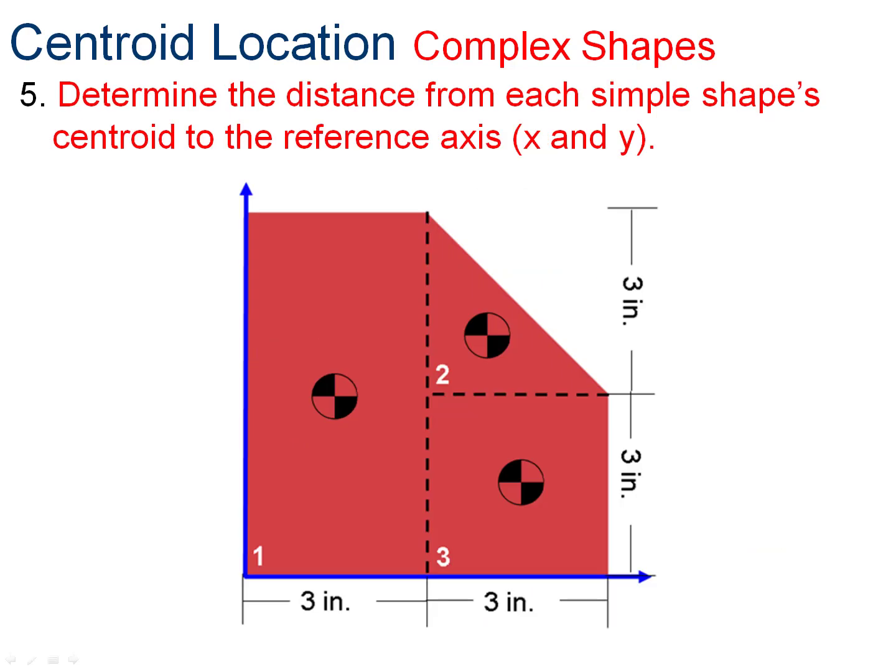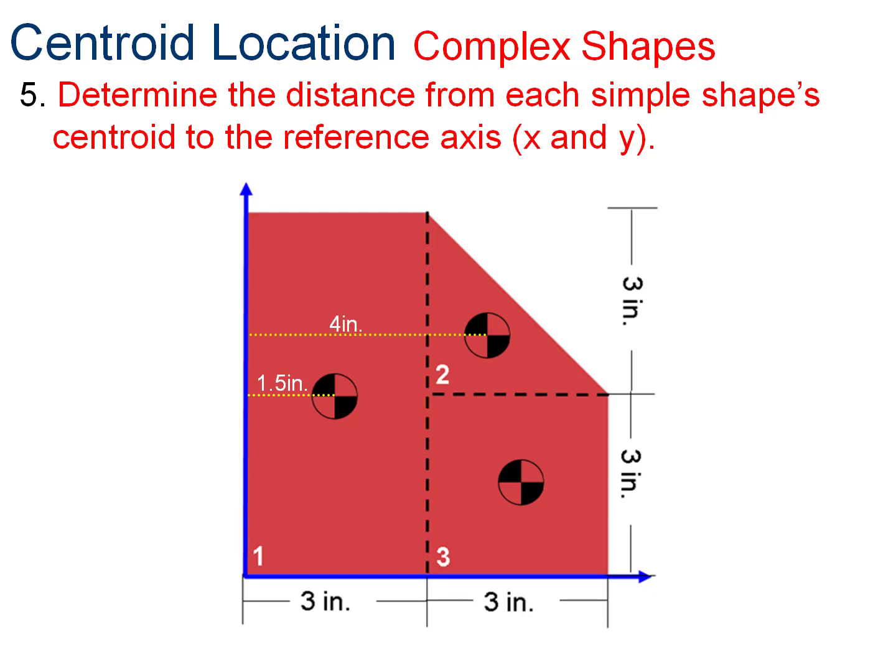Step 5. So step 5 is basically determine where these centroids lie from the reference axis in X and Y. So this is pretty straightforward. If we look at shape 1, it lies 1.5 inches over. Let's do all the X's first.